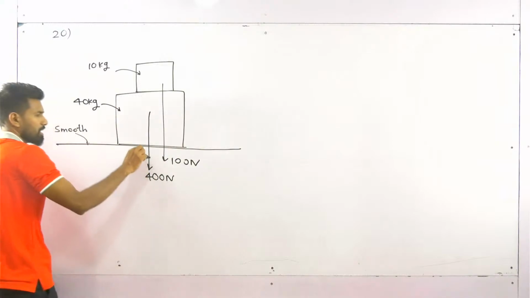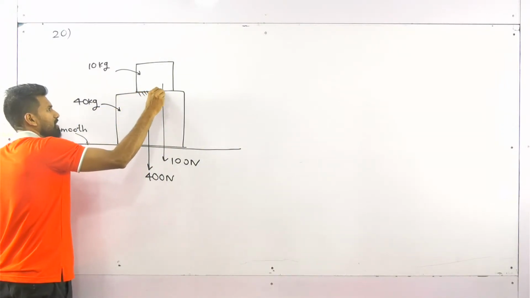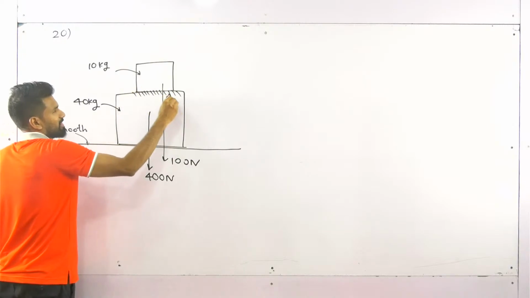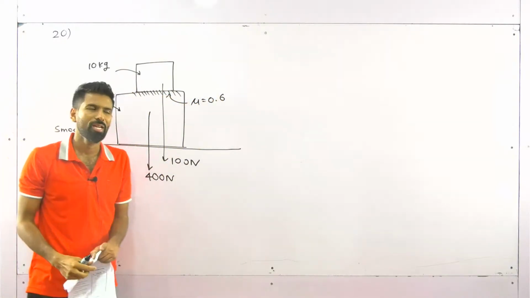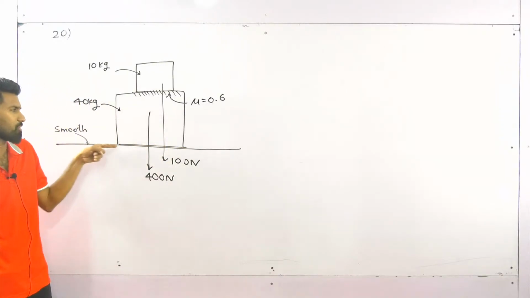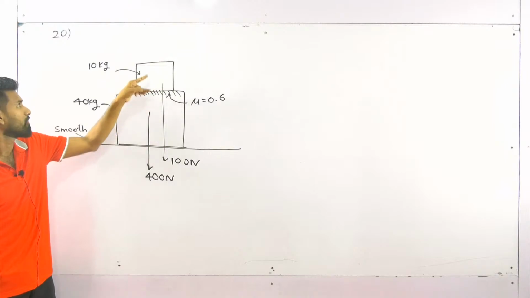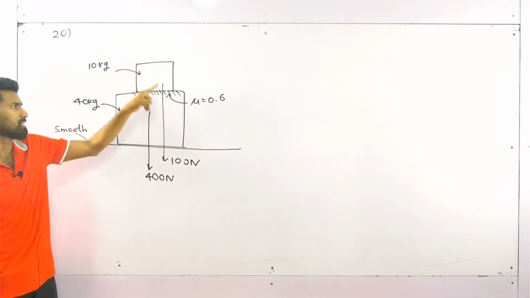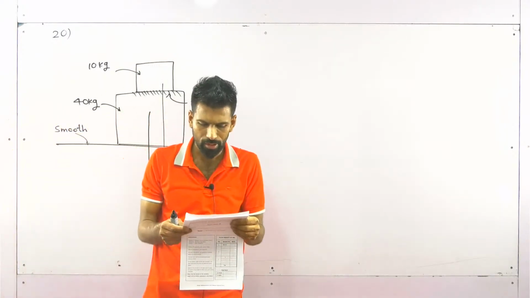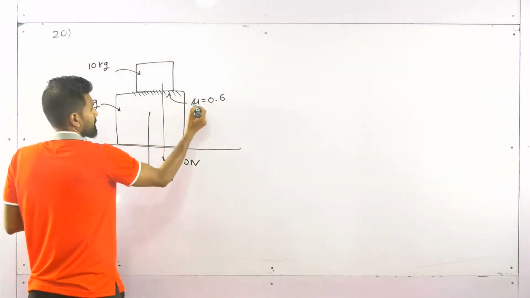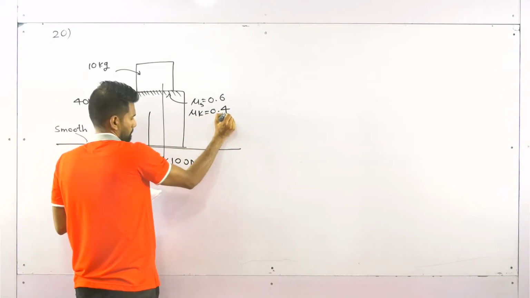Here you don't have friction, it's smooth, but here you have a frictional coefficient. It's 0.6. Can you see? This is on a smooth surface, but the common surface of the 10 kg and 40 kg masses has a frictional coefficient of 0.6. Here the static friction is 0.6, kinetic friction is 0.4.